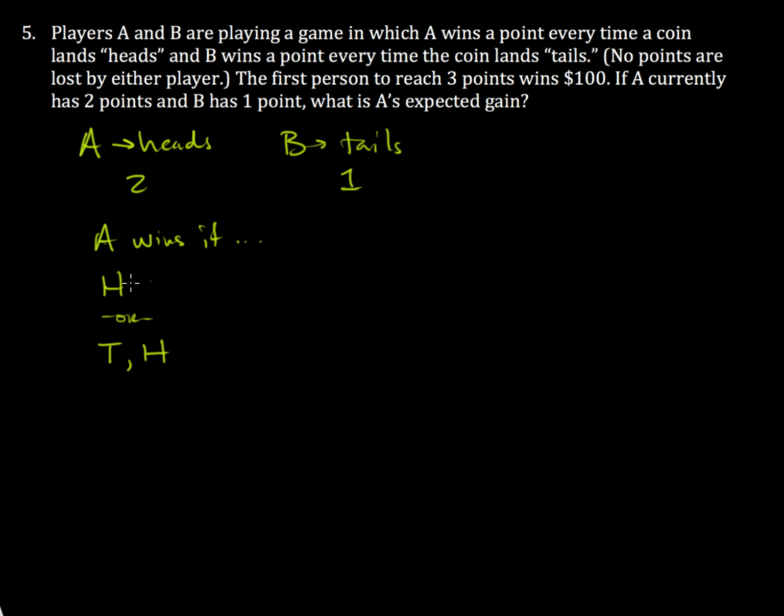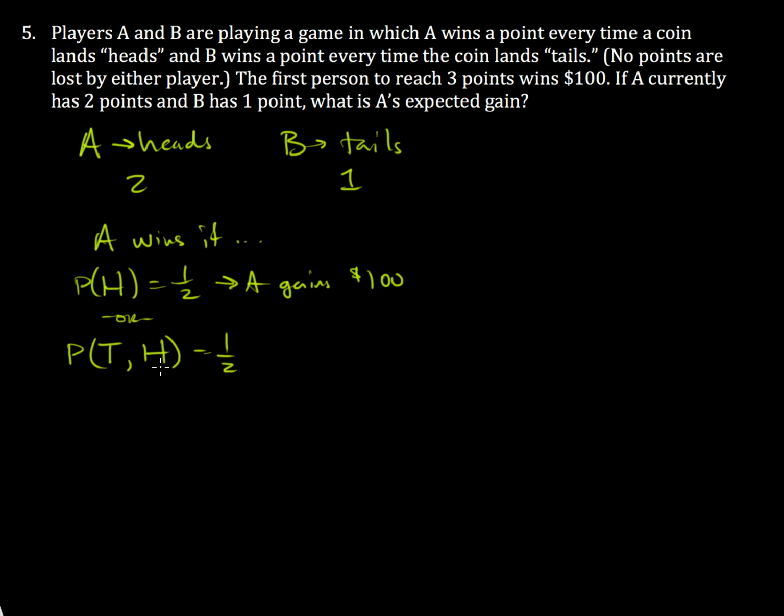So what is the probability that the next flip is a head? Well, it's 1 out of 2, right? In that case, A gains $100. What's the probability that it goes tails then heads?